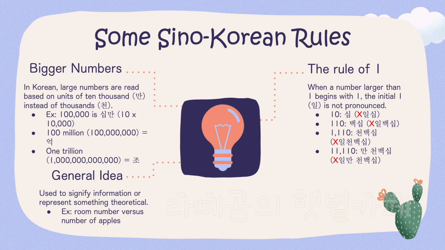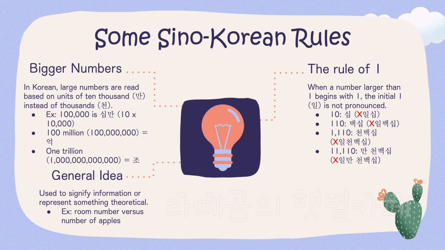So next, here are some Sino-Korean rules to follow when we're using this system. First, once we get to 10,000, we will remain using 만 for units of measurement. There are really no other units for numbers larger than 10,000 until we get to the really, really big and crazy numbers like 100 million. Instead, the large numbers are read based on units of 10,000. So as we just learned, 100,000 is 십만, or literally 10 times 10,000.